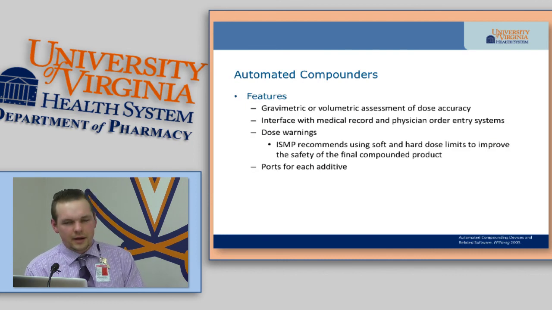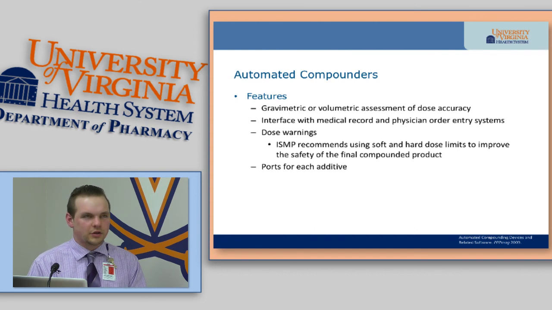Features of automated compounders include gravimetric or volumetric assessment of dose accuracy. These may interface with the medical record or the physician order entry system. These usually feature dose warnings. And as a matter of fact, ISMP recommends that if you're using automated compounding devices, to incorporate soft and hard dose limits in order to maximize the accuracy and the safety of the final product.